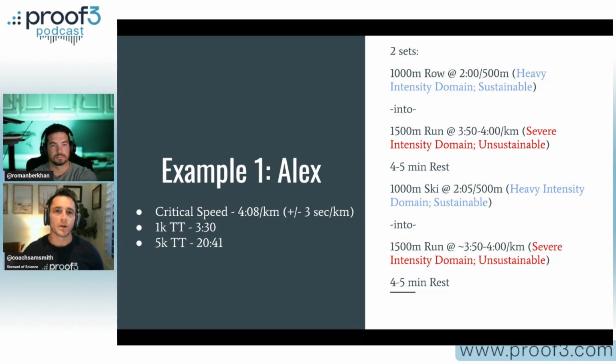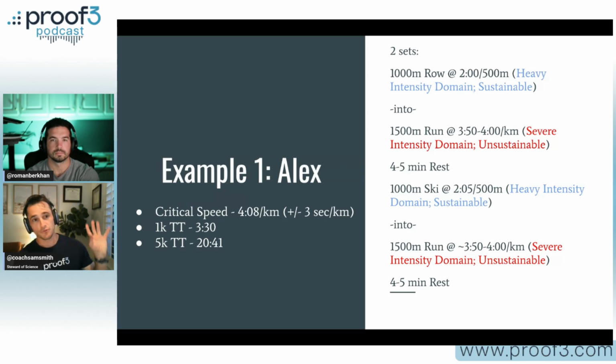Then I'm going to have him go run 1,500 meters at 3:50 to 4 minutes per kilometer, which is in the severe intensity domain. So this is around his 5K time trial pace. So I've given him 4 minutes of work. That's not unsustainable, so it's not going to be depleting his battery, but it's creating some fatigue so that when he starts his run, the run's going to feel a little bit harder, and it's going to challenge him a little bit more than if I had him do 1,500 meters fresh at that pace.